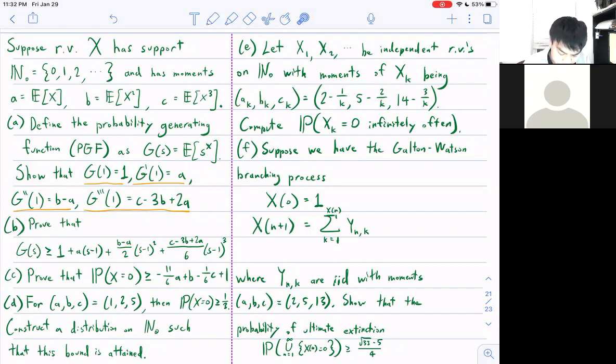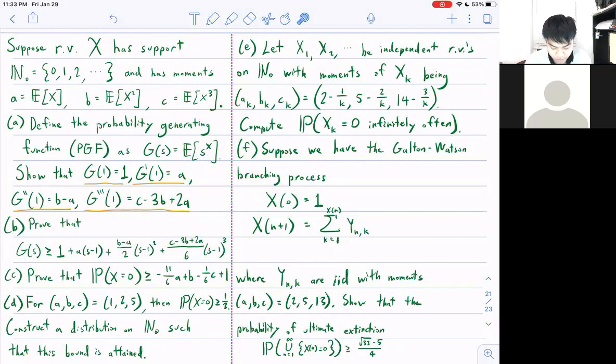Suppose we're dealing with a random variable x with support on the natural numbers including 0. This simply means that the random variable x is a discrete random variable distributed on the natural numbers. And for simplicity, henceforth, we'll call the first moment of x a, the second moment b, and the third moment c.